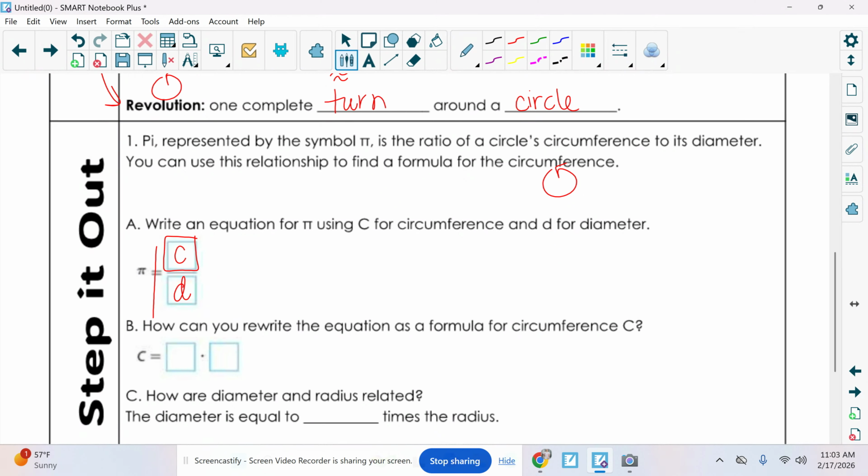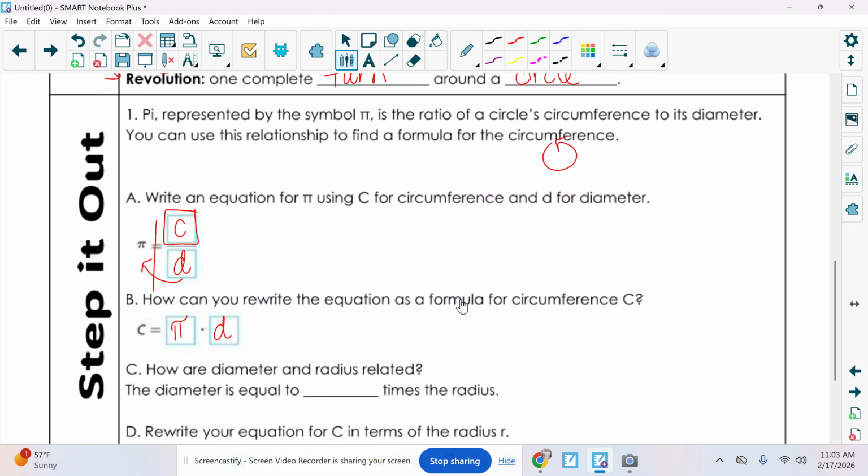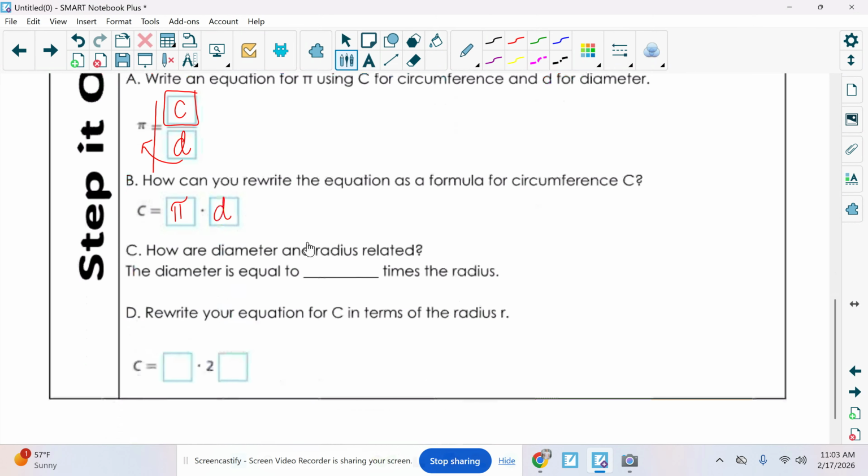What operation is D currently doing? Dividing, so the opposite would be? So we would move D over using multiplication, so it would be pi times D. So circumference equals pi times D. You don't have to have it memorized because it gives it to you on the formula sheet, but that's how they get it.